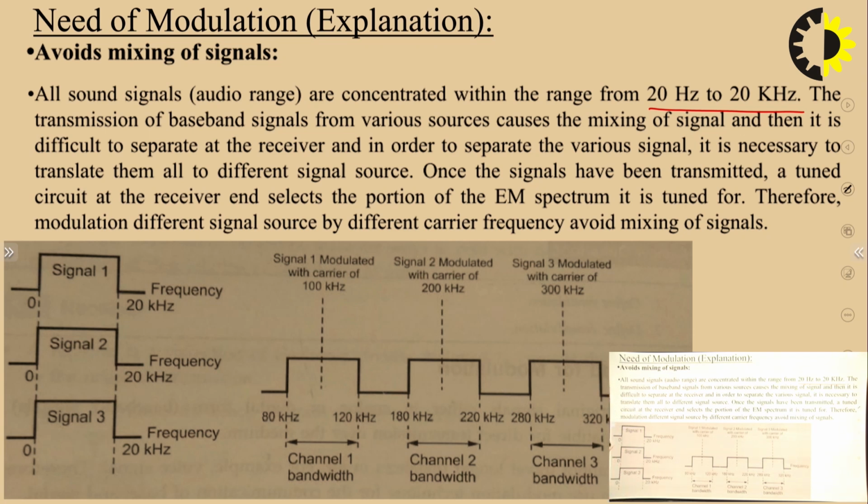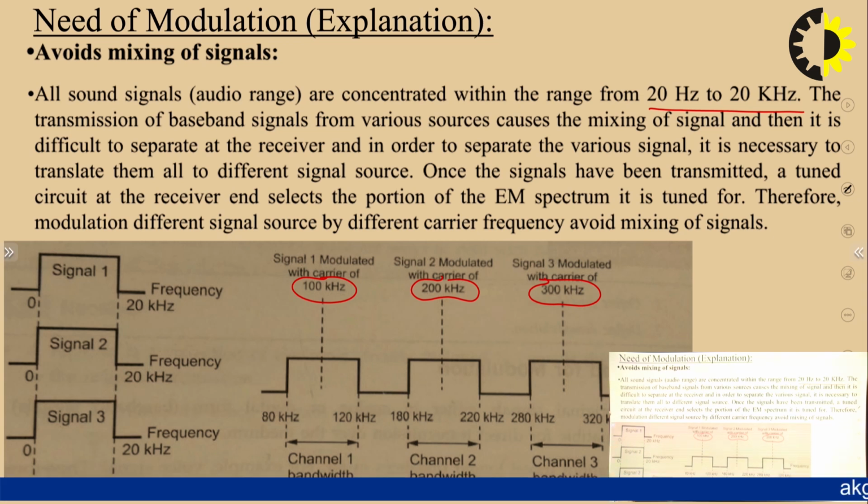You can transmit these signals at different carrier frequencies. The first signal is transmitted at 100 kilohertz, the second signal at a carrier frequency of 200 kilohertz, and the third signal at a 300 kilohertz carrier frequency. All these three signals are transmitted at different carrier frequencies, which helps in avoiding interference between each other. So that is another big advantage of doing modulation.